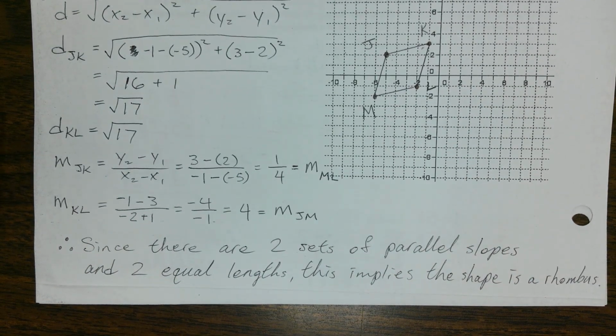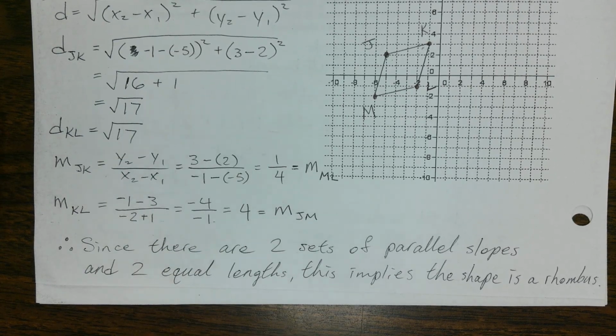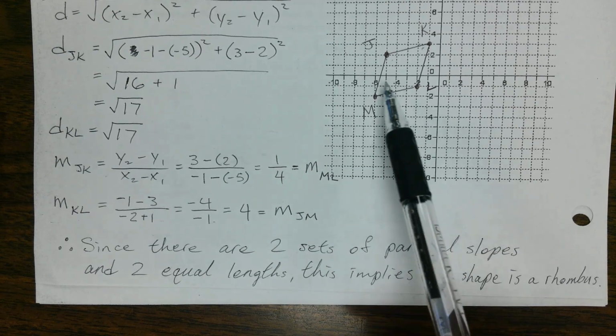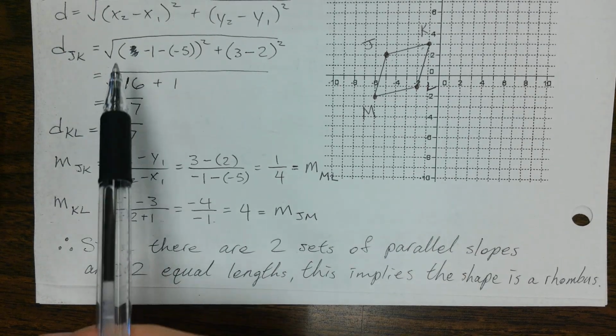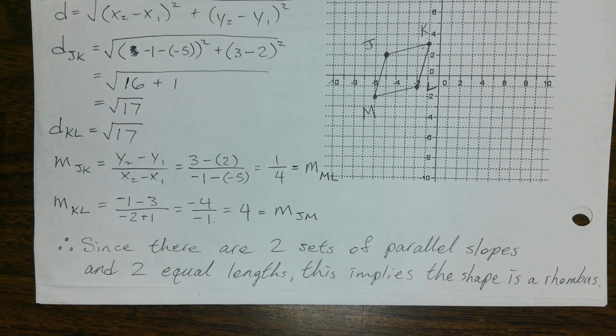All right. On the test, if you're not sure, you could do all 4 side lengths. Doing more won't hurt you. I just try to save time on an exam, so that if I can prove that there are 2 sets of parallel sides, then I don't have to do all 4. I could just do 2, and that would be enough to prove that it's a rhombus.